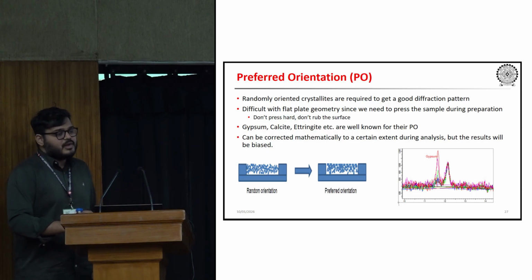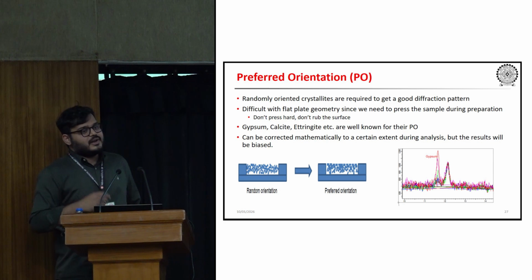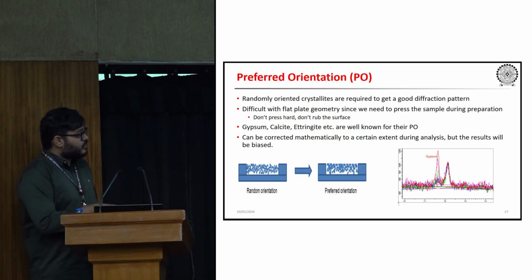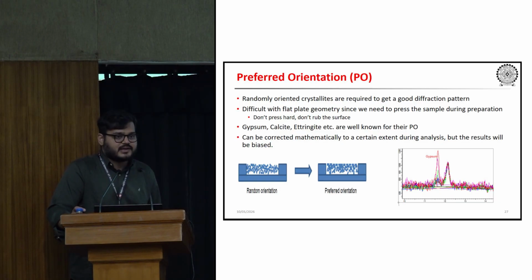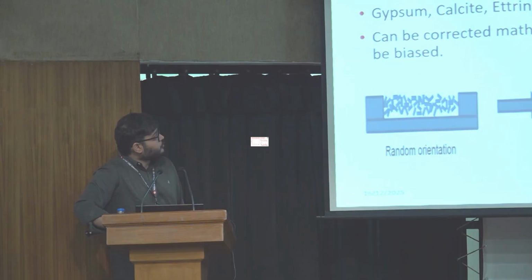How to prepare samples with random orientation? Just gently press the powder into the sample holder. That will ensure that you are able to minimize the preferred orientation. If you are doing front loading, there are of course other sample preparation techniques such as back loading, etc., that can also be used to minimize the preferred orientation.